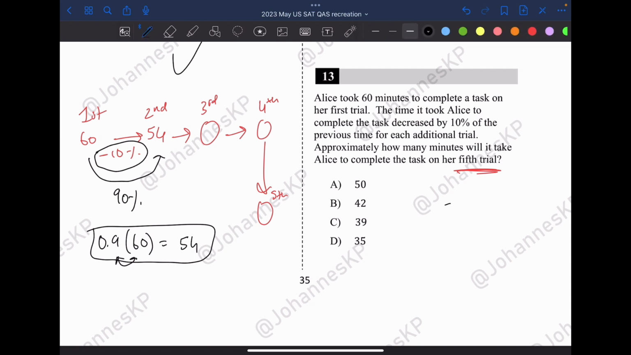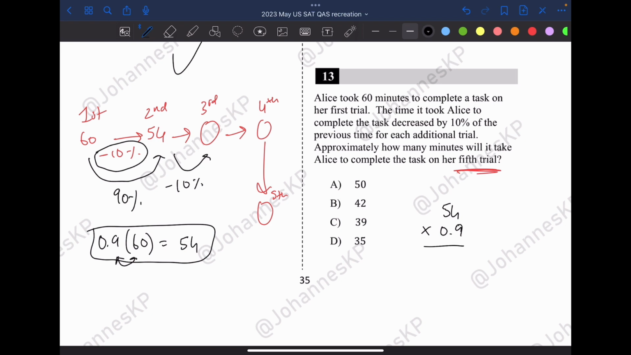Okay, now let's do the exact same thing to find her third trial. So it would be 54 times 0.9 again, because she still decreased 10% time from this. So you cannot multiply by like 80% because that's wrong. It doesn't make sense. You have to decrease this time by 10%, not decrease the original time by 80% because that's wrong. Okay, so multiply by 0.9 again.